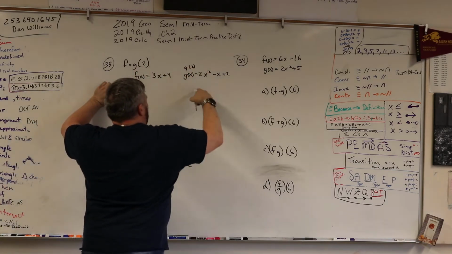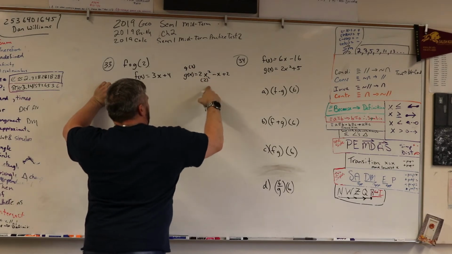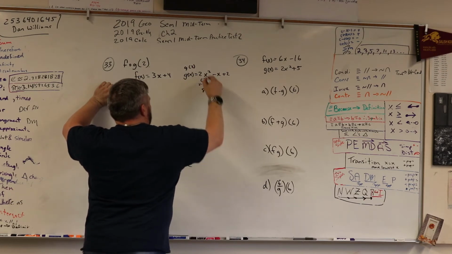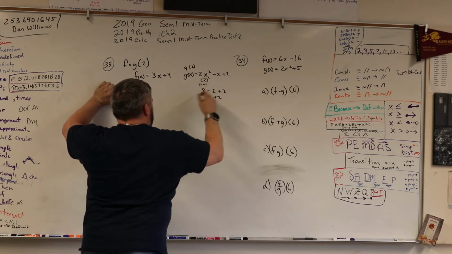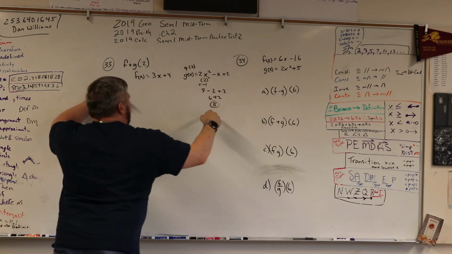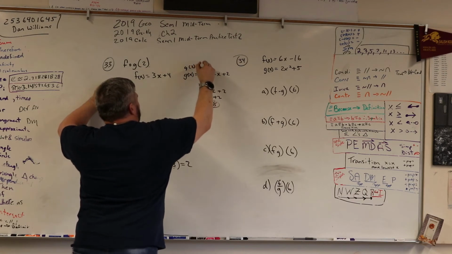G of 2. So what is 2 squared? That's 4 times 2, that's 8 minus 2 plus 2. So that would be 6 plus 2 would be 8 again. Alright, so now g of 2 is equal to 8.